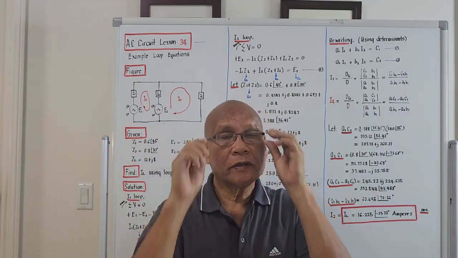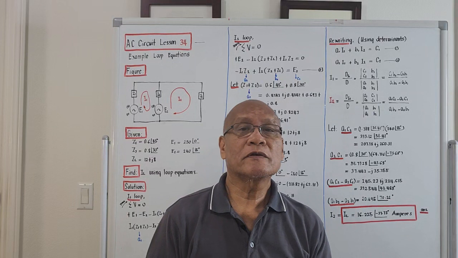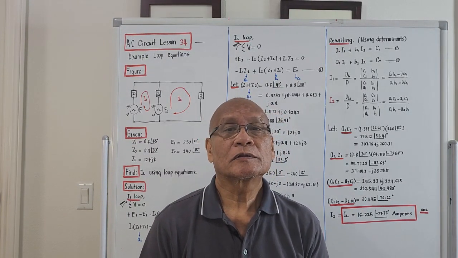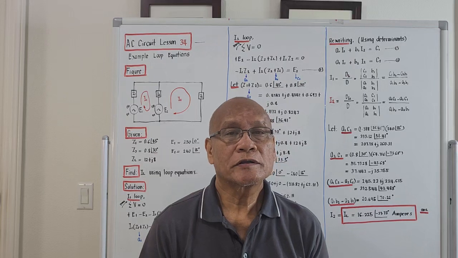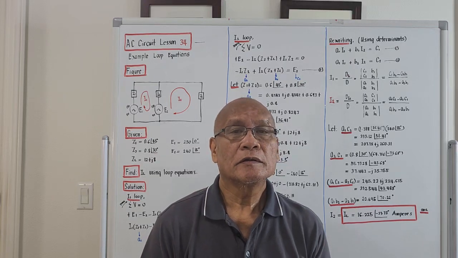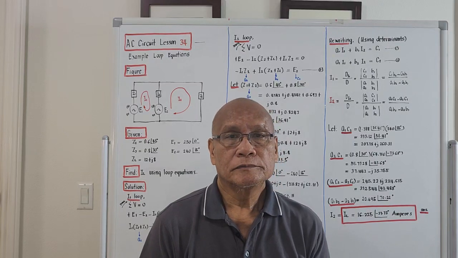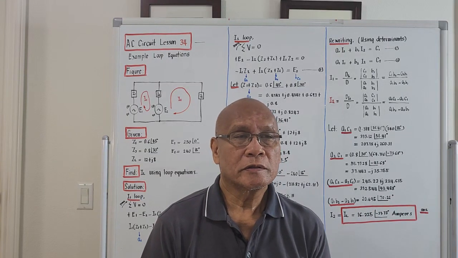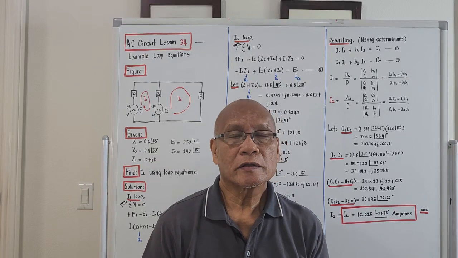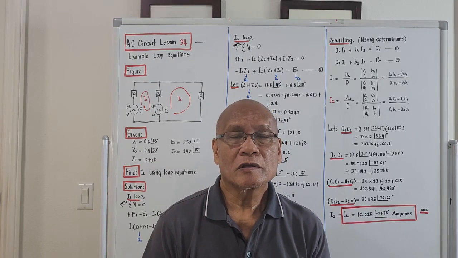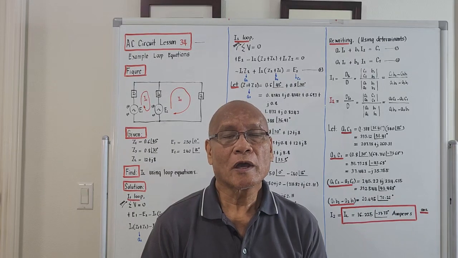Okay, good evening. This is Professor David J. De Los Reyes. My topic for tonight will be alternating current circuits, and this is an example of loop equations, meaning the determination of a current in a circuit by using the loop equations method. Okay, let's proceed.